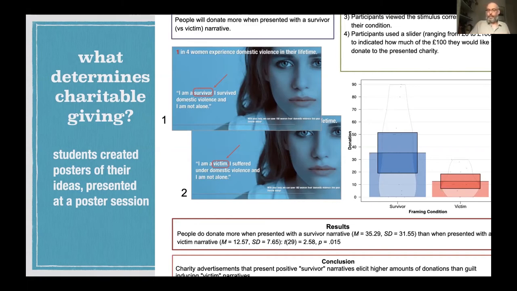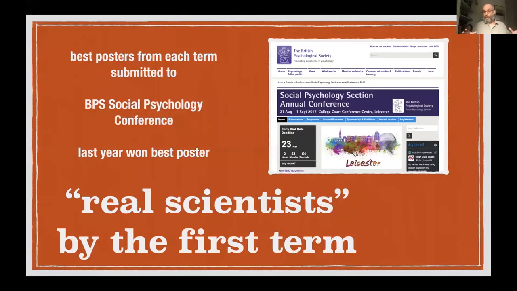So each time we've done this, we've had the students and the faculty vote on the best or the most enjoyable posters from that term. And we take those posters and submit them to the BPS Social Psychology Conference. Each time we do this, every single poster has been accepted. And this year, well, actually last year, because this year the whole thing is canceled, our students won the best poster competition.